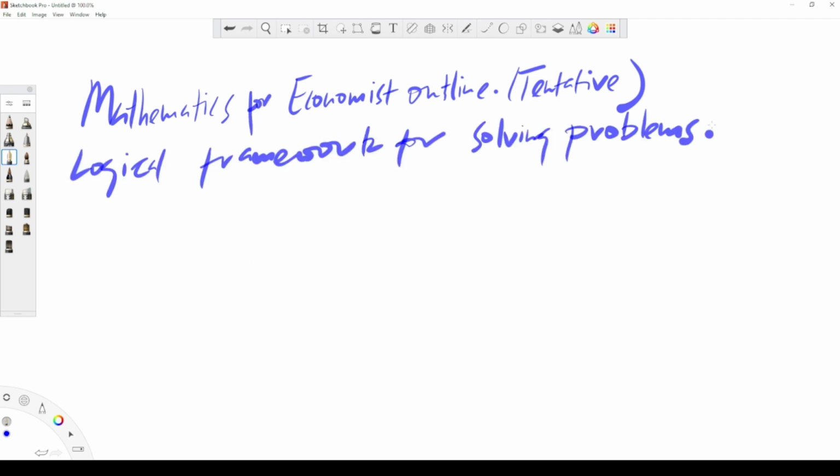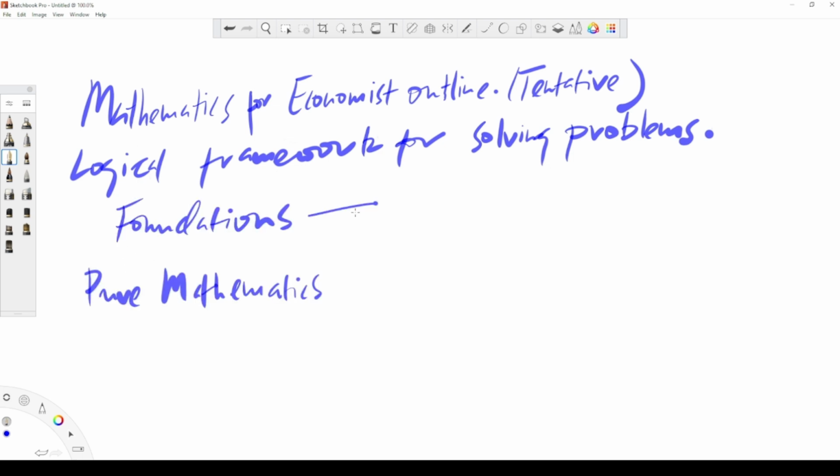Let's talk about the structure of mathematics. In mathematics we have the foundations, and then we have the pure mathematics. Under foundations we have the fundamental rules, mathematical logic, set theory, category theory, theory of computation, all of that. The part we'll focus on will be set theory and then mathematical logic.